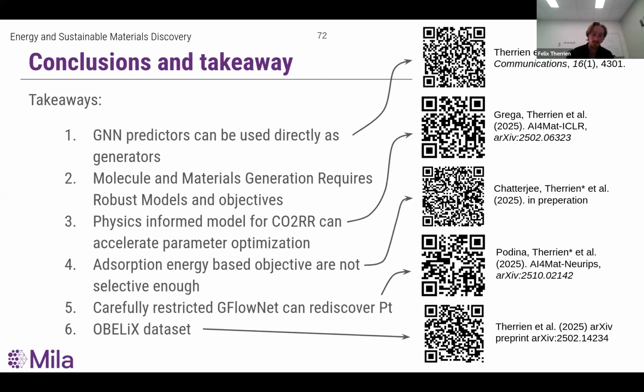We found that the objective of adsorption energies and overpotential is not a very good filter for finding good catalysts. We've done a proof of concept using GFlowNet to rediscover platinum as the best HER catalyst. And I just presented our OBELiX dataset, which is a dataset of experimentally measured ionic conductivities and crystal structures. So thank you very much, and I'll be happy to answer your questions for the time that's remaining.